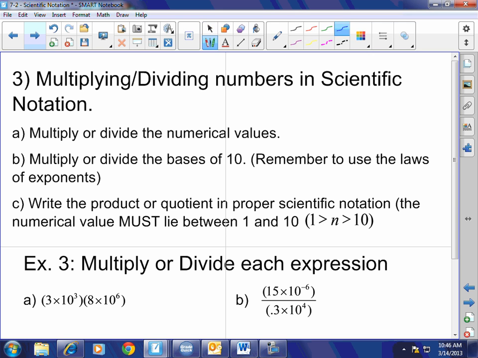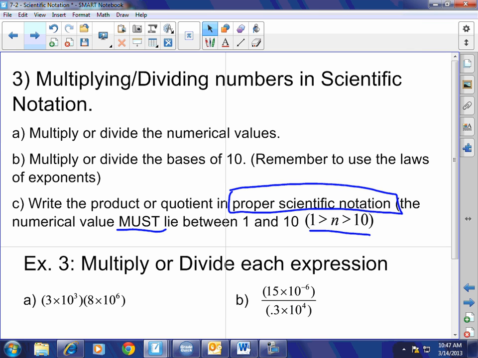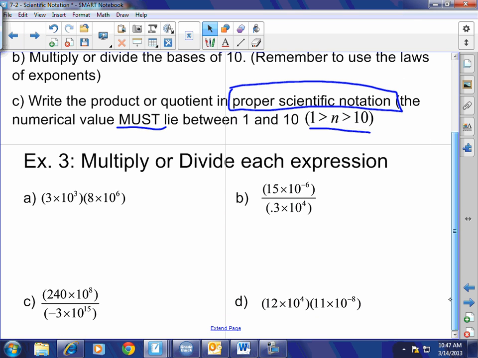This is the key: in proper scientific notation. What does that mean? Remember that the numerical value must lie between 1 and 10. So sometimes when you're doing this, not only do you have to multiply or divide, but then you have to convert at the end. Let me give you an example, please.